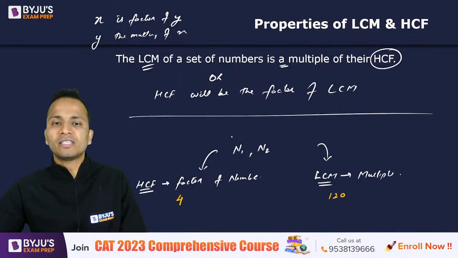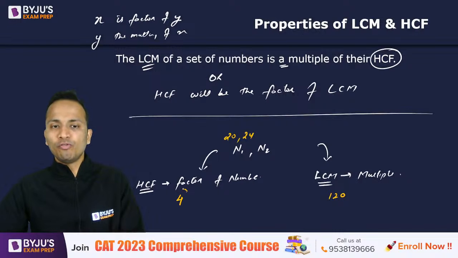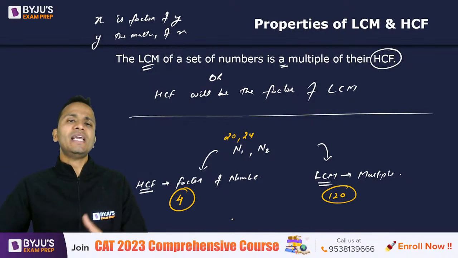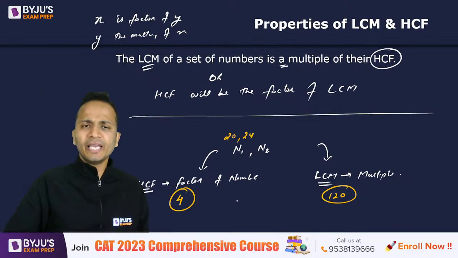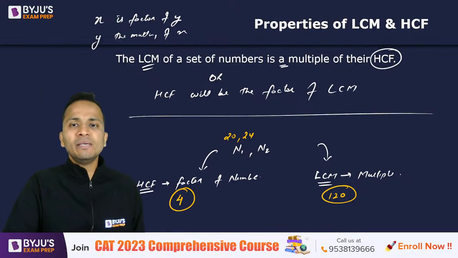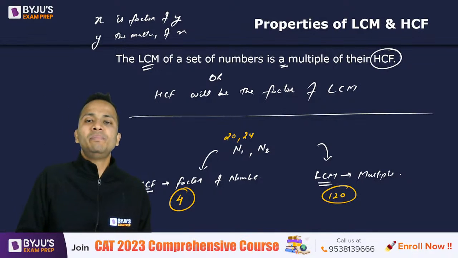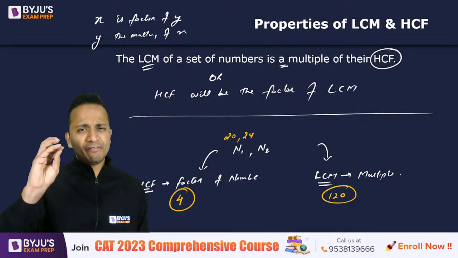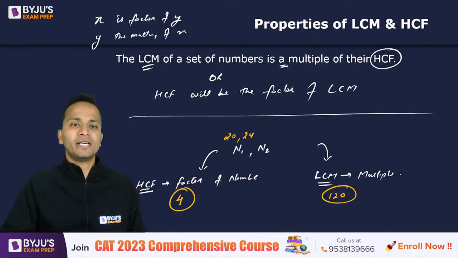4 was the factor of 20 and 24, and 120 was the multiple. So 4 will be the factor of 120 and reversibly 120 will be the multiple of 4. So always, LCM will always be the multiple of HCF and HCF will be the factor of LCM. If it is not true, then the data that is given to you is incorrect.